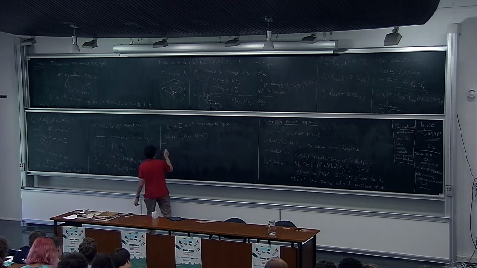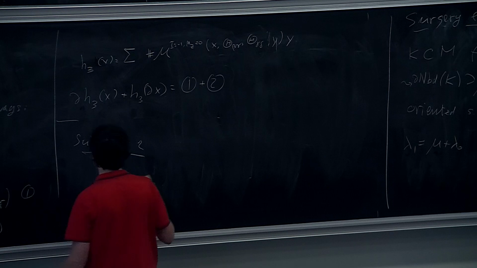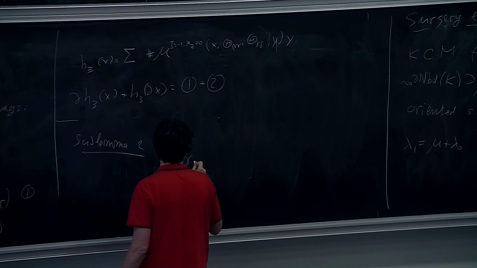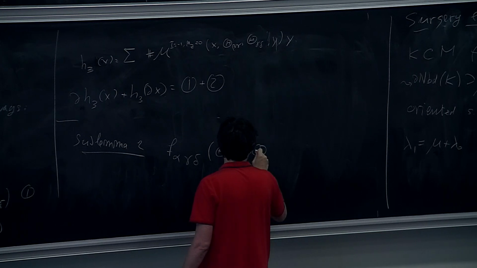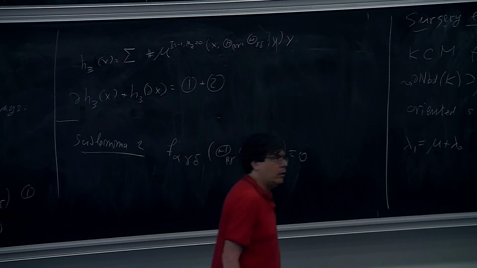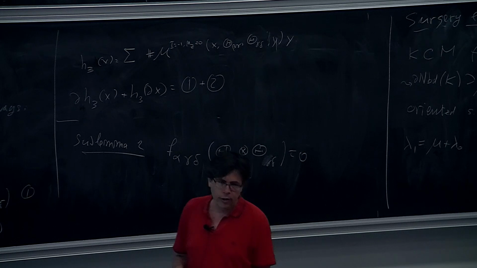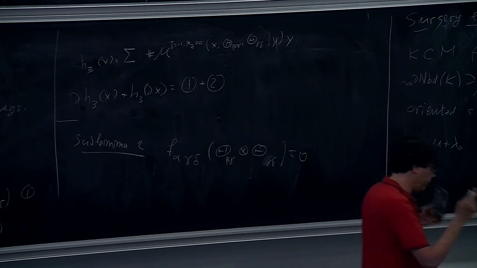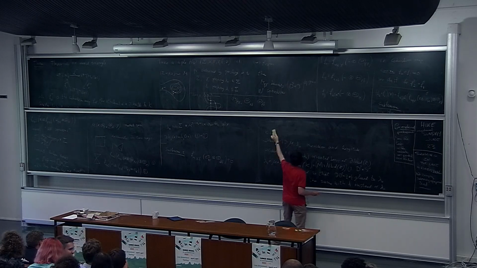Now we have the second sublemma, which is that f alpha gamma delta of theta beta gamma tensor theta gamma delta is equal to 0. So first I will do it on the torus. So I assume that the Heegaard surface has genus 1, and then I will explain how to get to the general case.